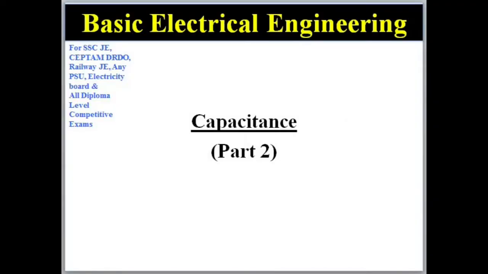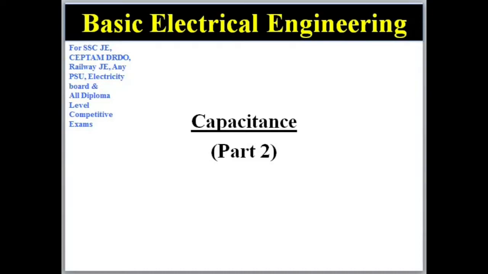Hello students, in our last video we had studied about series and parallel combination of capacitance, unit and definition of capacitance and some numerical questions. So today we will study further. This is the second lecture on capacitance.